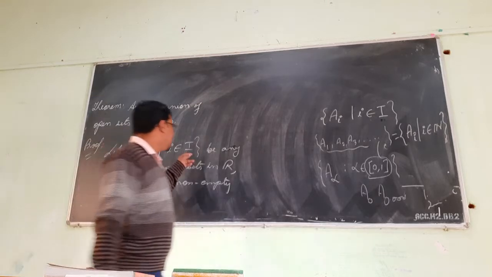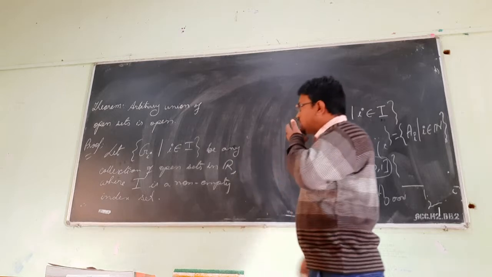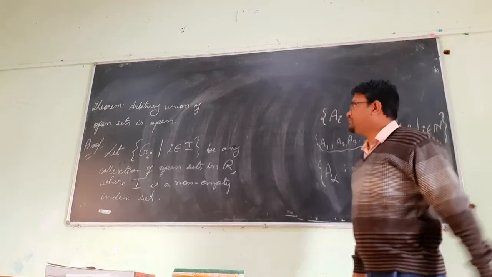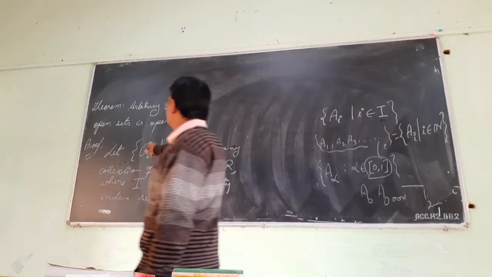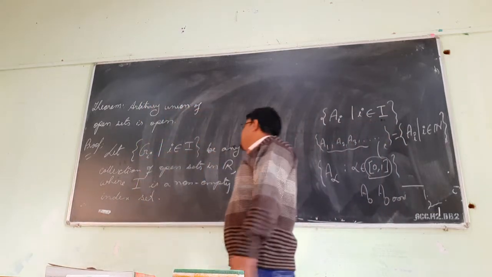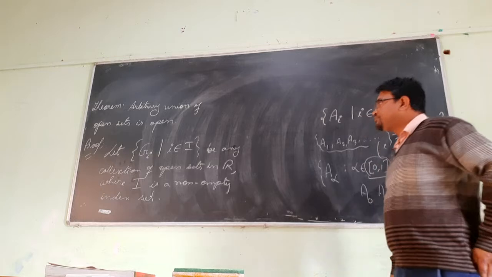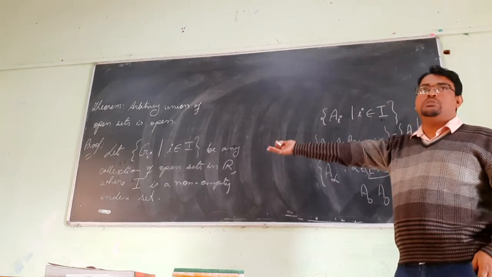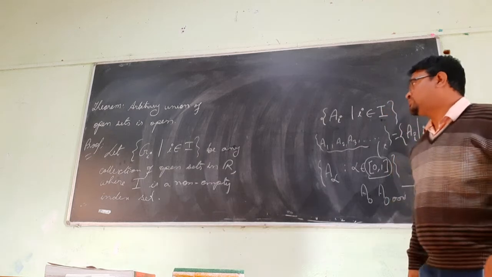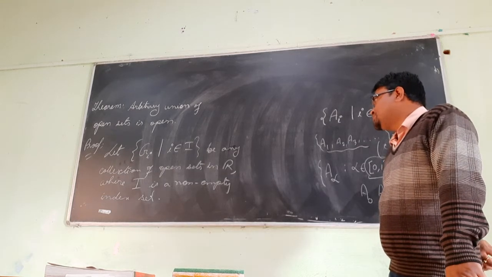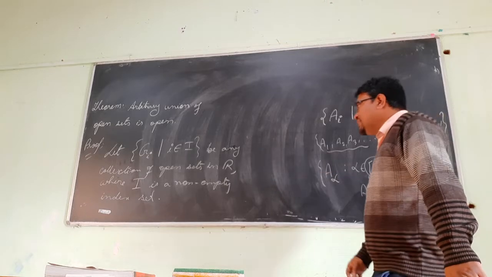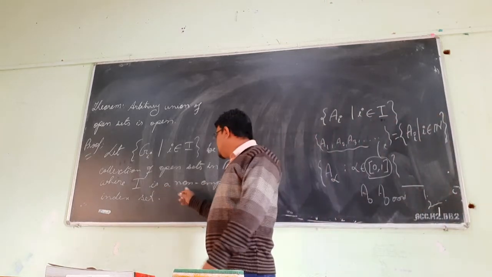If we take an empty collection, we are taking a non-empty collection. Even for an empty collection, this union is open. For an empty collection, the union of an empty collection of sets will be phi itself. There are no sets. And phi is always open. So we consider just a non-empty index set. I is a non-empty index set.